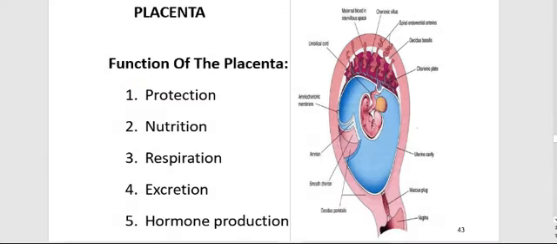Now, what is the function of the placenta? Protection, nutrition, respiration, excretion, and also hormone production. I don't need to explain this. Protection from bacteria and harmful substances; nutrition, that's where nutrient exchange takes place; respiration, gaseous exchange; excretion, where waste products will be released. And then the placenta also produces hormones.